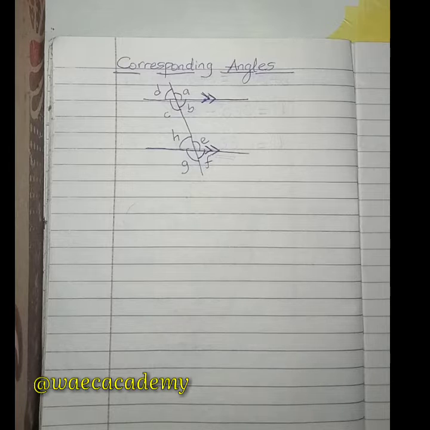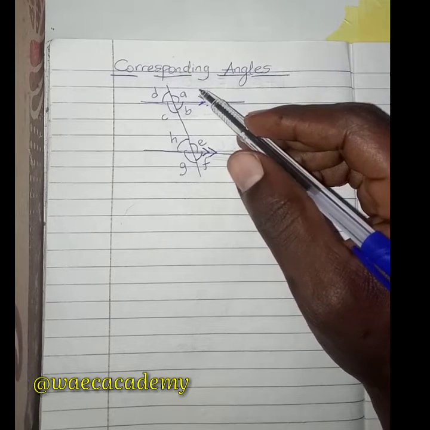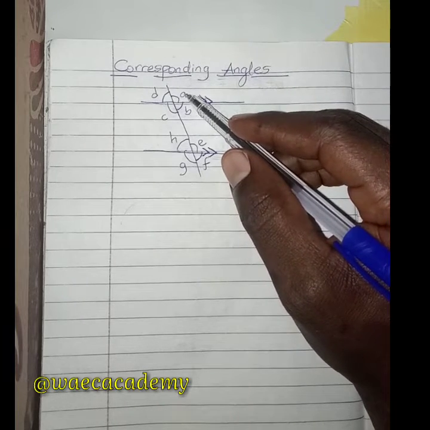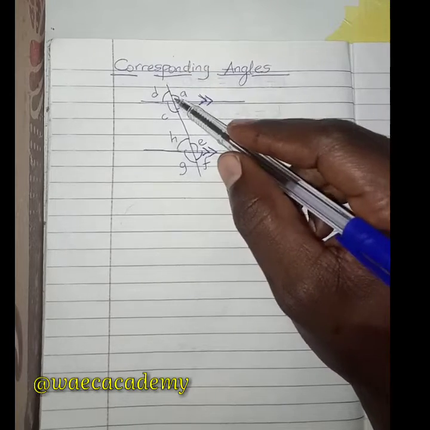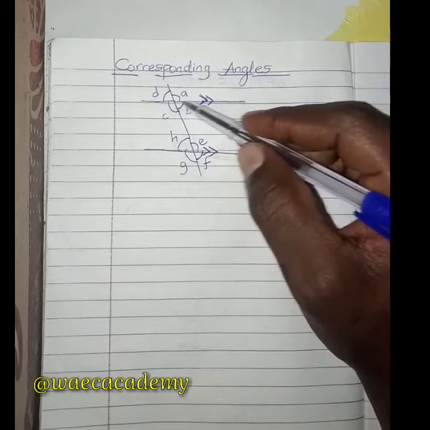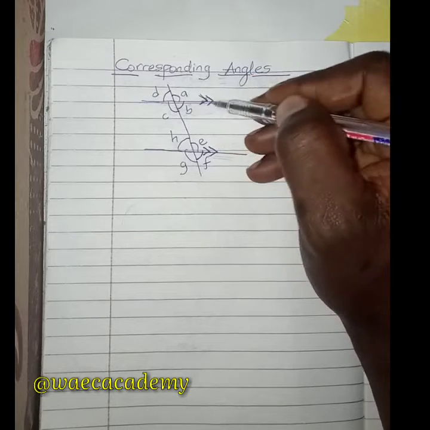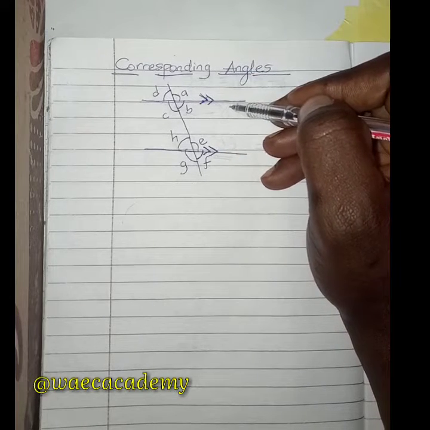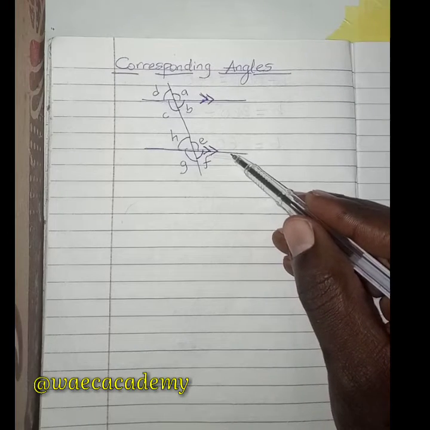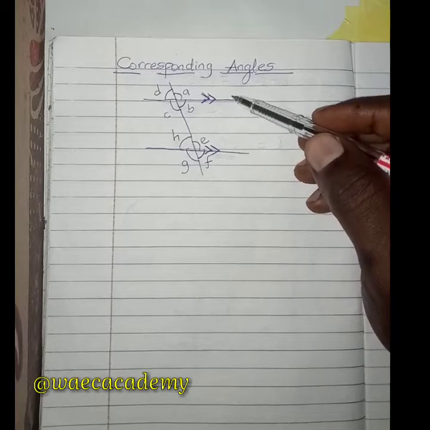Now, how do you know which angles are corresponding to each other? The way it works is this. One angle on one parallel line is going to be corresponding to another angle on the second parallel line. So this is the first parallel line, this is the second parallel line. A is an angle on the first parallel line. It should be corresponding to one other angle on this second parallel line. So what angle is it going to be corresponding to? The angle that looks exactly like it, the angle that is exactly at the same position as itself, corresponding, similar.